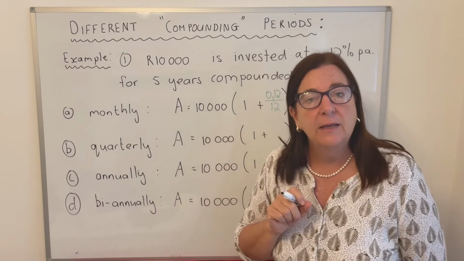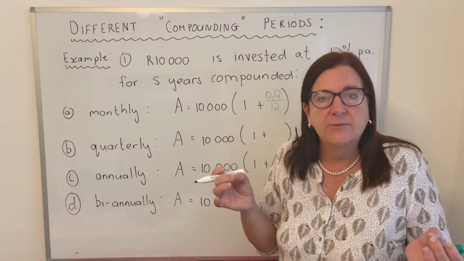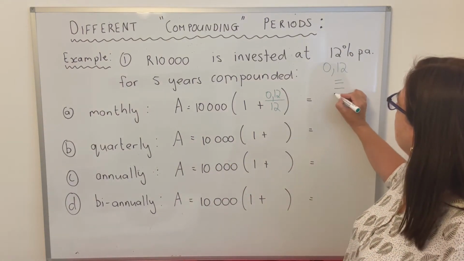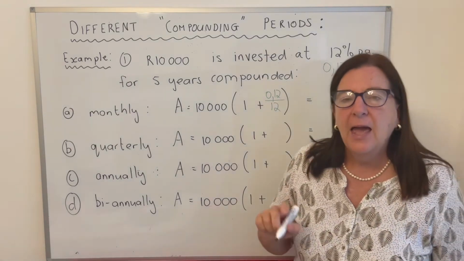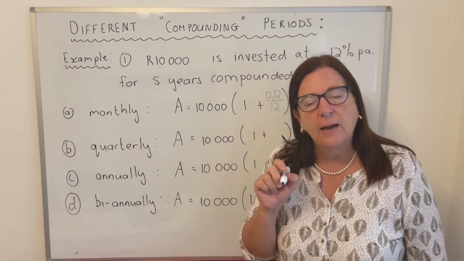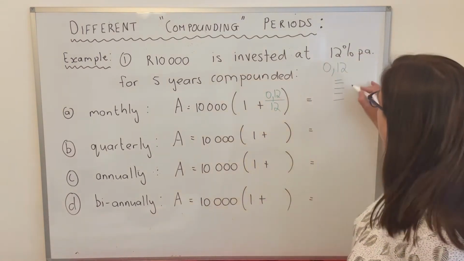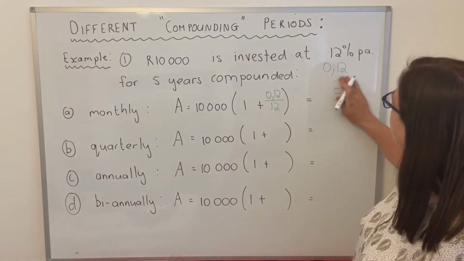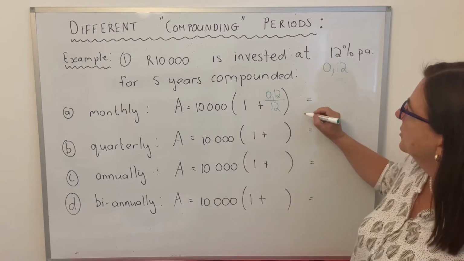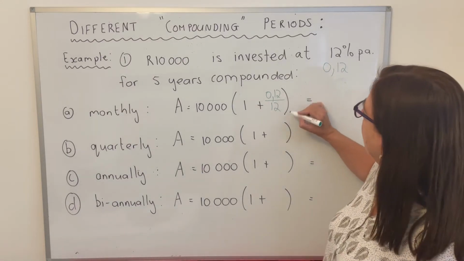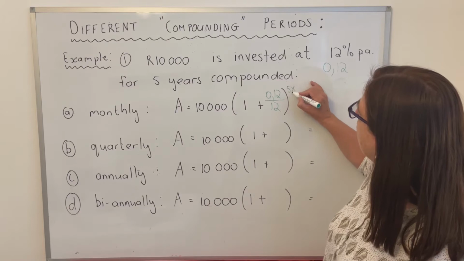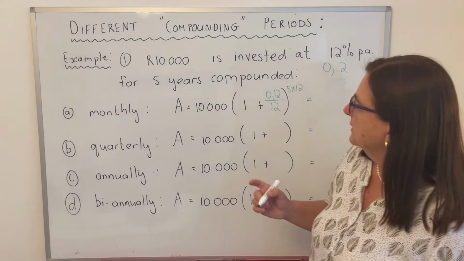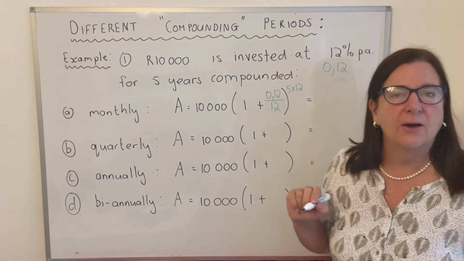Now, how many time periods is that in 5 years? So if you think about it, we've got 1, 2, 3, 4, 5 years. And every single year, I'm charging interest 12 times. That would be 12 times there, 12 times there. So it's going to be 5 times 12. So my N was 5, but it's times 12, which is 60. Then you get your answer on your calculator.